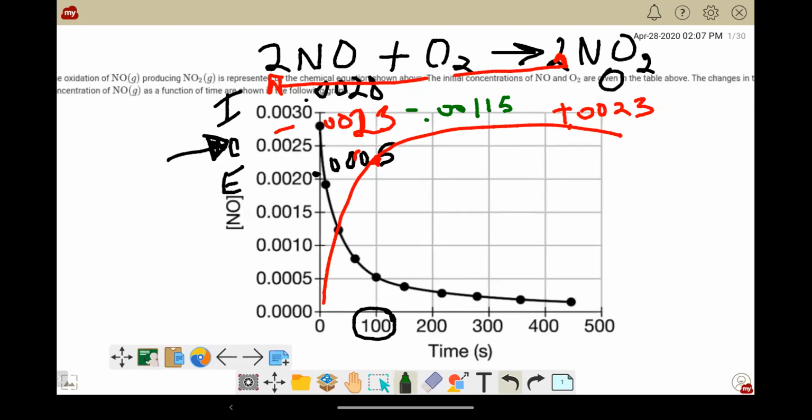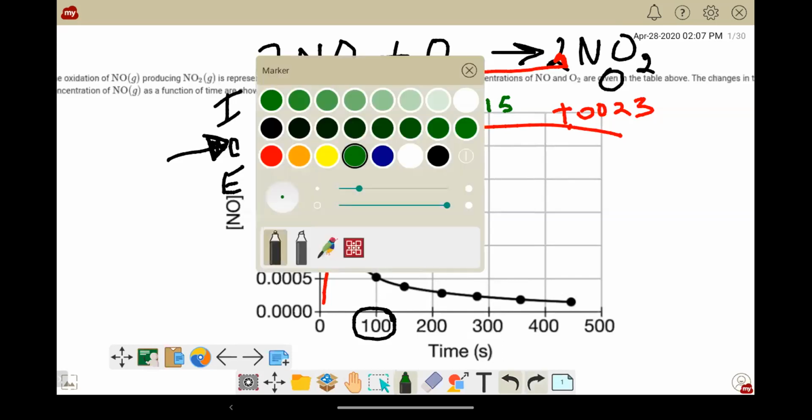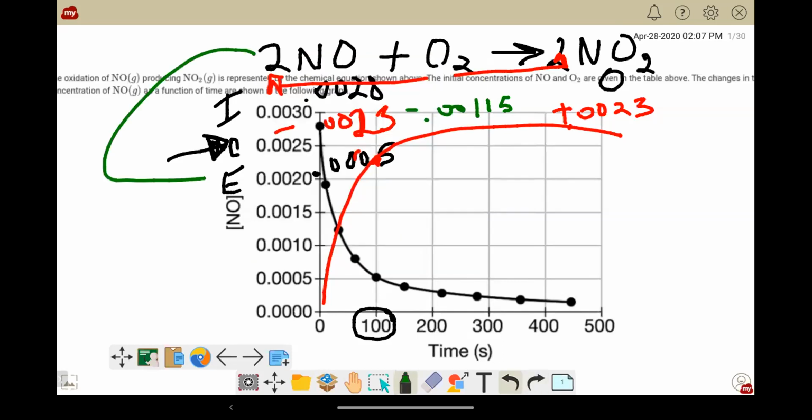So keep in mind that coefficients in the equation relate to the graphical data that you will see if we express the rates of reaction in terms of one reactant versus another. Okay? Just kind of a little introduction there.